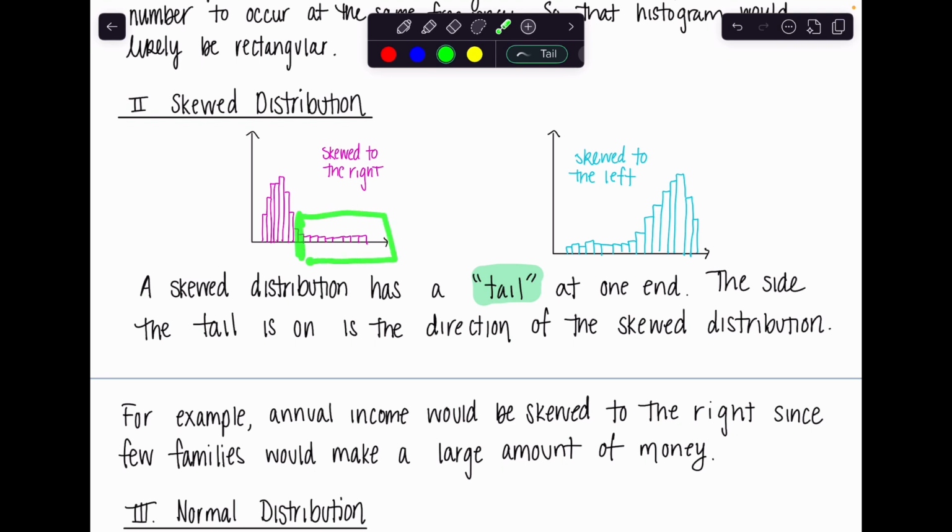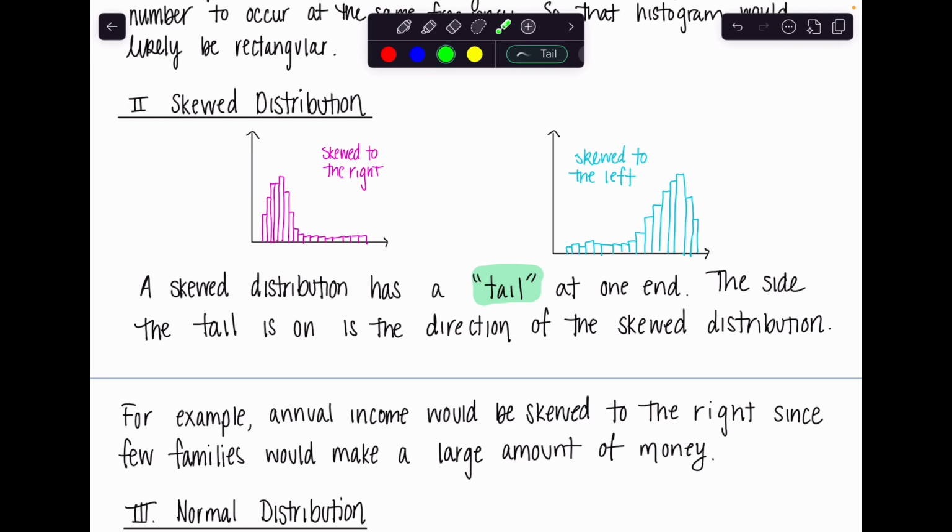However, there are definitely families that make millions, billions. So in that case, you're going to have some data, but it's going to be a really small amount of people. So most of the population is going to sit here. Okay? So that would be one example.